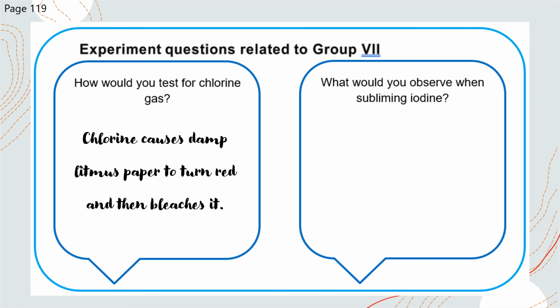The second experiment we're looking at is what would you observe when subliming iodine? Now, some of you might be familiar with what subliming or sublimation is. Some of you may not be familiar. It's something that was in the old spec, but they do tend to mention. So we've put it into your notes so that you are familiar with it, because I think it's very important to know about this. And I think it's such a lovely experiment that it's worth looking at.